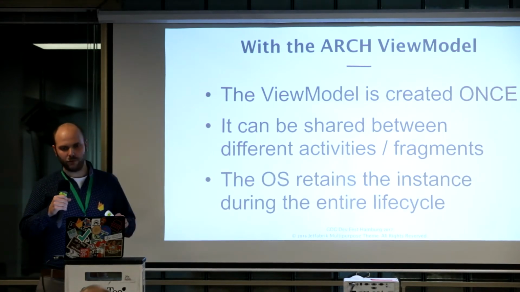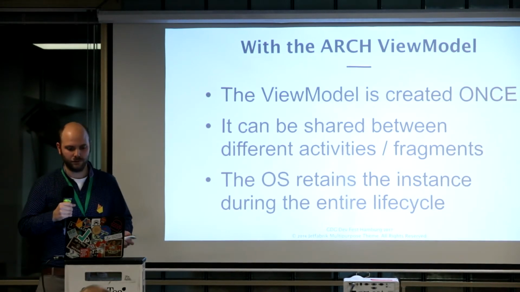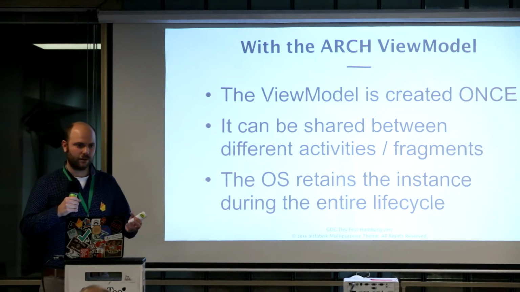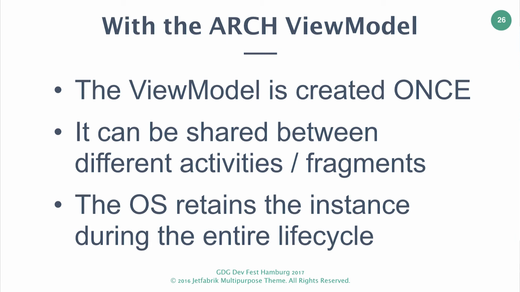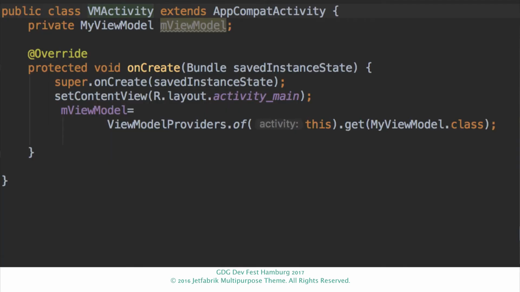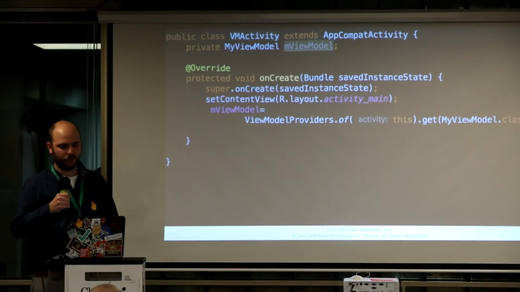And the operating system will retain this instance until it decides that it's not needed anymore, or it will keep it within the entire lifecycle of the intended component, basically. So this would be an example of how to get this ViewModel. I have a class MyViewModel, and we're calling a class called ViewModelProvider. Here you can see that we are passing the lifecycle owner. So this is how the operating system knows, okay, this ViewModel is related to this activity.